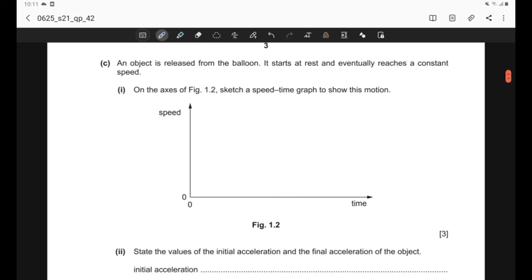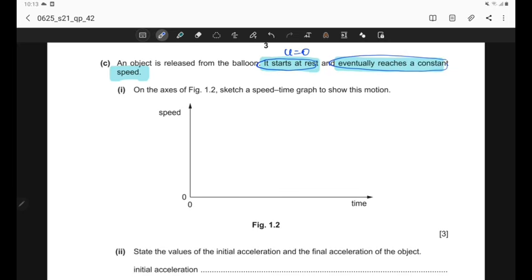Part C. An object is released from the balloon. It starts at rest and eventually reaches a constant speed. On the axis of figure 1.2, sketch a speed-time graph to show this motion. We can describe the motion of this object from the points given in the question. It's mentioned that it starts at rest, so the initial velocity of the object must be 0. The next important point is that it eventually reaches a constant speed. That means gradually the object reaches a steady speed, that is terminal speed.